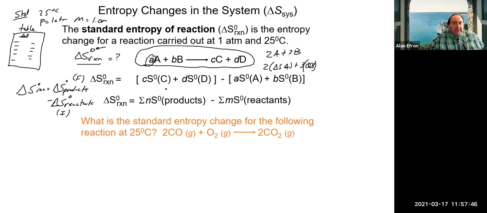So products minus reactants, multiplying the values from the table by the coefficients. You add up all the total entropy values for your products. You then subtract from that all the total entropy values from your reactants, and that should give you an answer. Any questions on that?